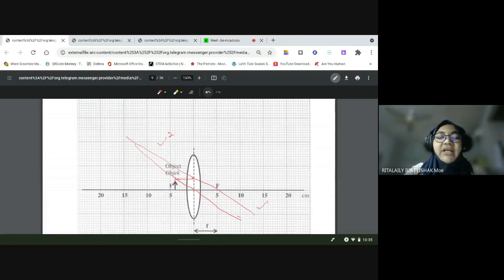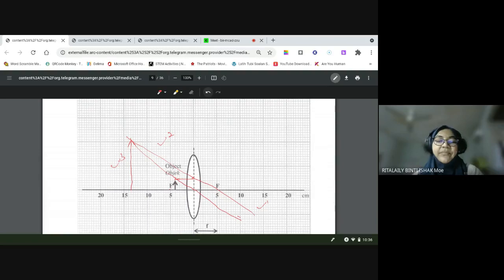Okay, untuk draw image kena berhati-hati. You have to draw straight line daripada ray yang intercept sampai ke principal axis. Kena sampai, jangan tergantung. Satu. Kedua, objek kita ada arrow, image kita pun mesti ada arrow. Ada arrow, reach the principal axis, baru dapat markah ketiga. Kalau awak punya line tu tergantung-gantung, tolak 1 markah.